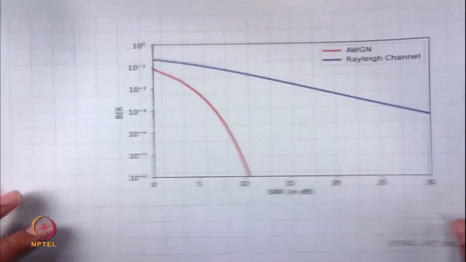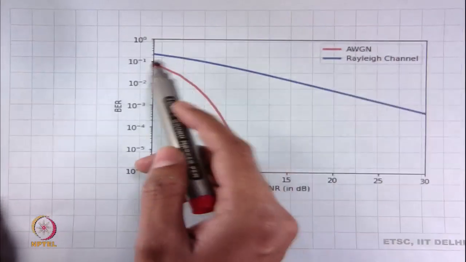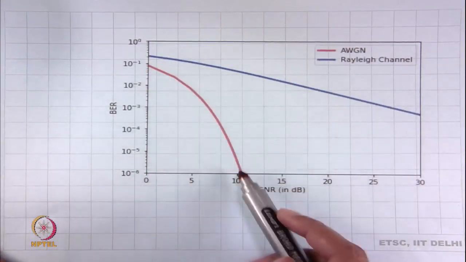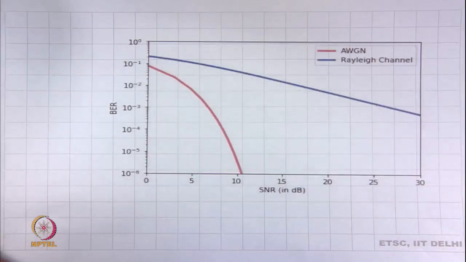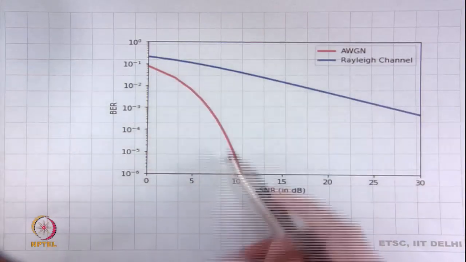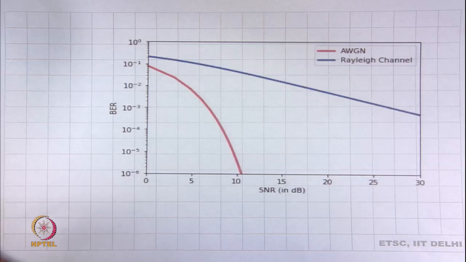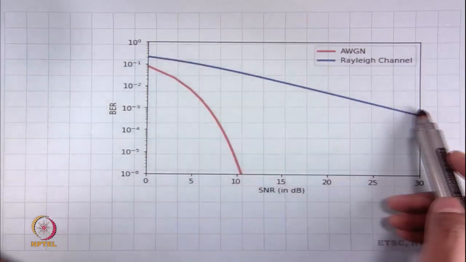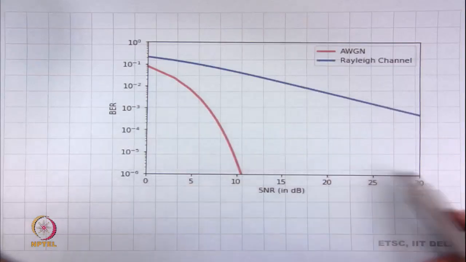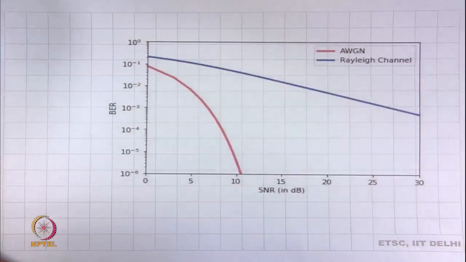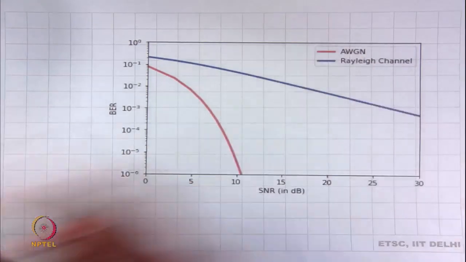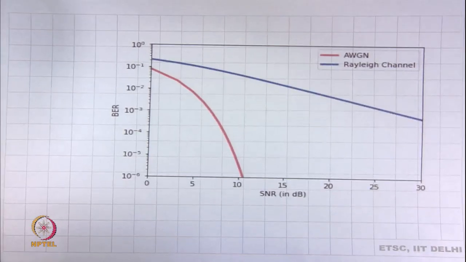So, let us plot these curves. In AWGN channel, we have seen that the bit error rate decreases following a waterfall curve with SNR, but here in Rayleigh channel this is a linear decrease. If you plot the SNR in dBs and bit error rate in log scale, this decrease in Rayleigh channel is much smaller than the decrease that we could have in AWGN channel.